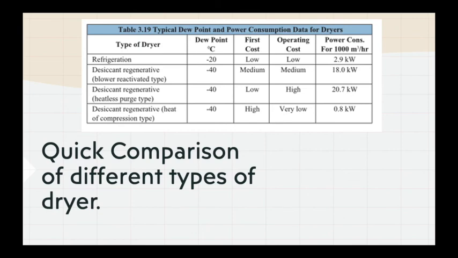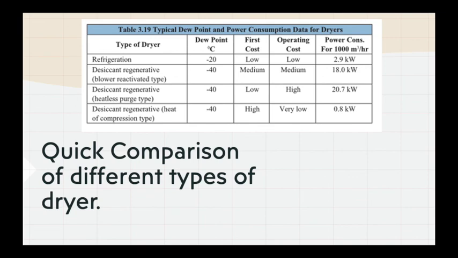Now let's have a quick comparison of different types of dryers. As you can see from this, for industrial purposes, the air which we require should have a dew point of less than minus 30 to 40 degrees Celsius. So refrigerant type dryers, though they have a low fixed cost, low operating cost, and low power consumption, we still don't use them in major industries because of their incapability to reduce the air to a dew point less than minus 20 degrees Celsius.